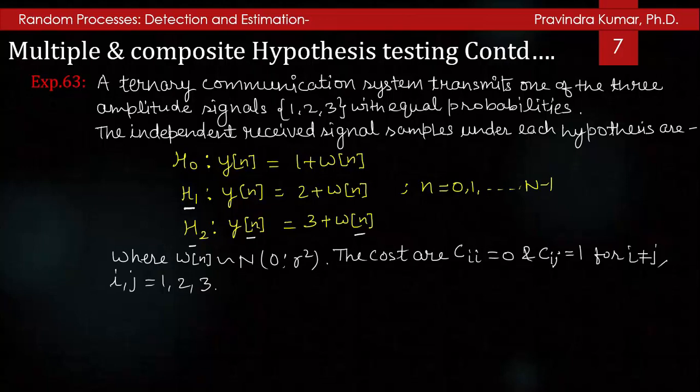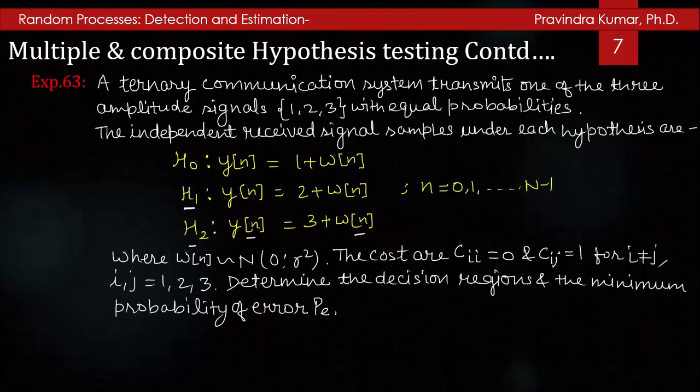where n is 0, 1 to n minus 1, and omega n is Gaussian distributed with mean 0 and variance sigma square. The costs are Cii equal to 0 and Cij equal to 1 for i not equal to j, where i and j are 1, 2 and 3. So determine the decision region and the minimum probability of error in this case.